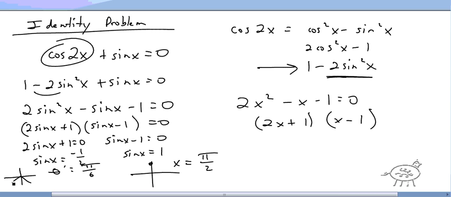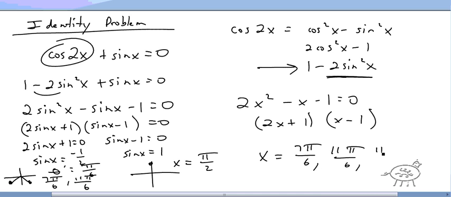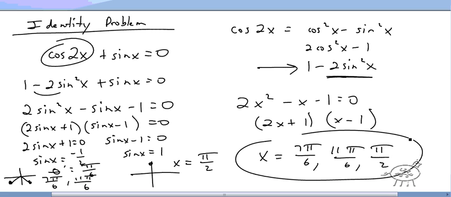So if it's in the third quadrant here, it's going to be pi plus pi over 6, or 7 pi over 6. And if it's in this quadrant here, it's going to be 2 pi minus pi over 6, which is 11 pi over 6. So my answer for this problem is 7 pi over 6, 11 pi over 6, and pi over 2. Okay, so this one had 3 answers.